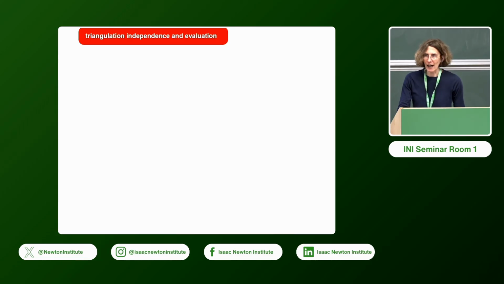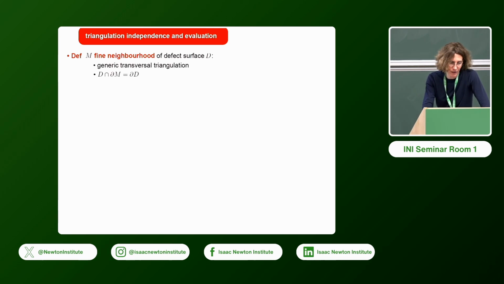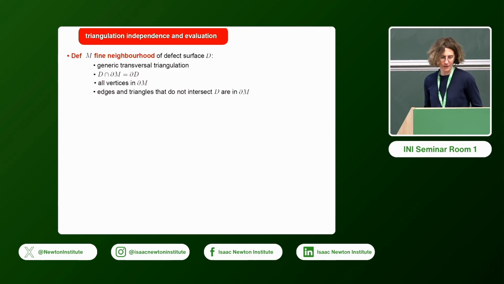Okay, now the hard thing to show here is to show that this is really independent of the triangulation. And this I will only sketch, how one can do it. So one can consider what I call a fine neighborhood of a defect surface. So this should be a generic transversal triangulation. The intersection of the boundary of this 3-manifold with the defect surface should be the boundary of the defect surface, and all the vertices are in the boundary of M. And all the edges and triangles that do not intersect D are in the boundary of M.